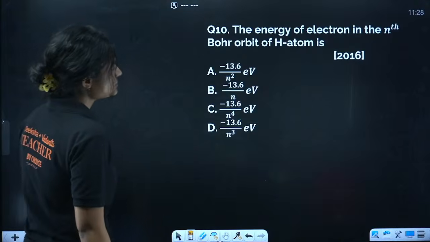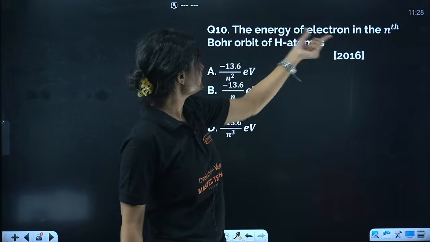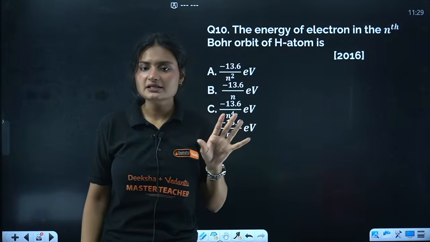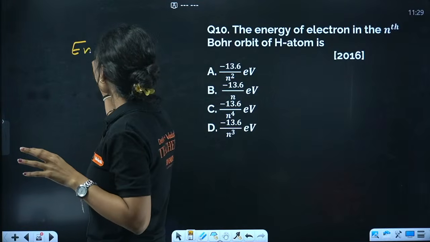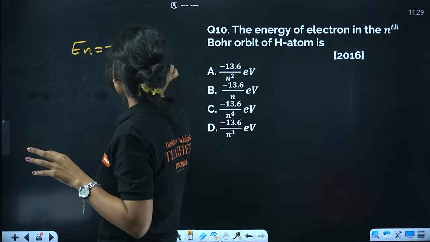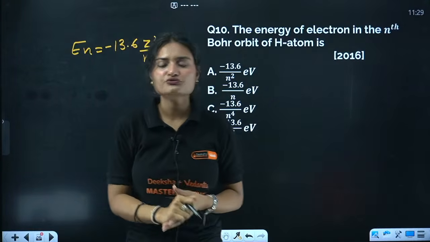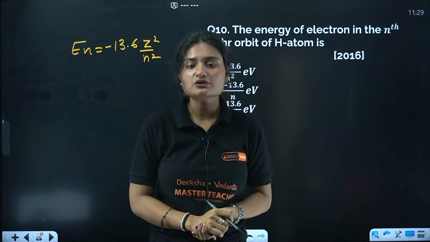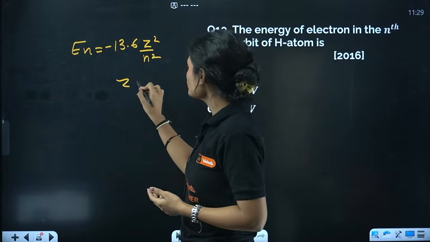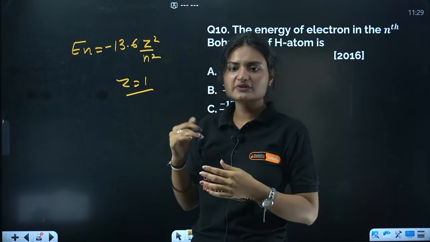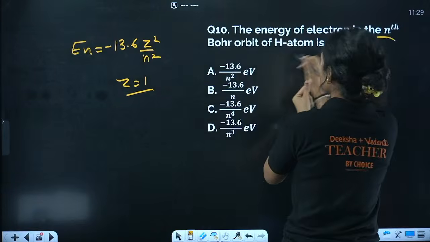Last question, I think. We have the energy of the electron in the nth Bohr orbit of the hydrogen atom. For hydrogen, again, I told you the formula in electron volt is minus 13.6 Z square by n square. What is the atomic number of hydrogen? 1, right? So that means Z is 1. Clear? Again, n they did not put any value because we are talking about the nth Bohr orbit.